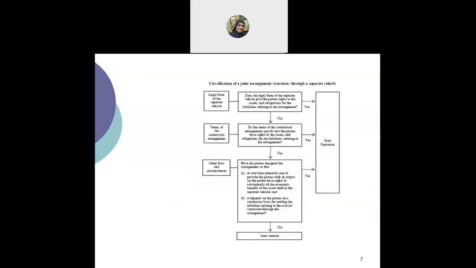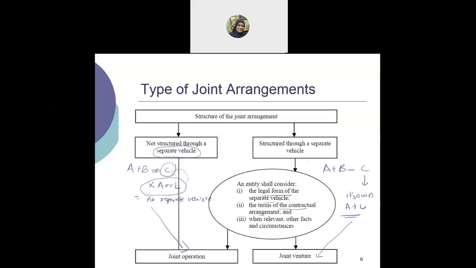Okay, the next slide is new to you, but this one is only the explanation about the legal form of the separate vehicles. Okay, this one just explains that. The summary is in here. So the summary is here.